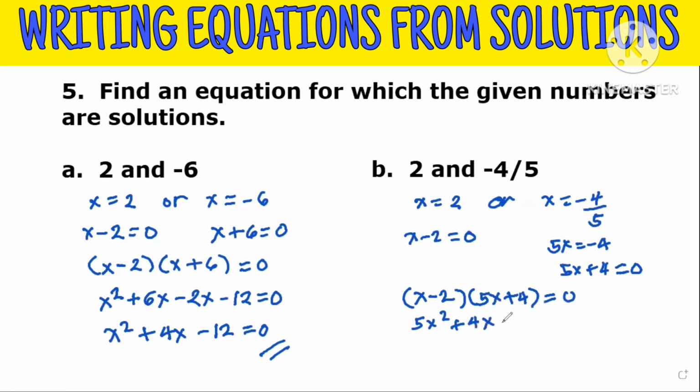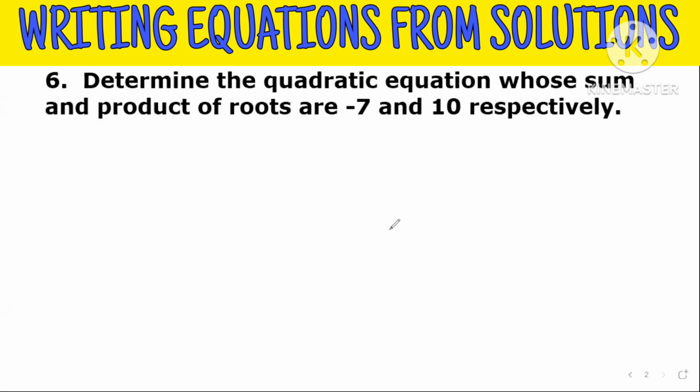5x times negative 2 is negative 10x for the inner terms. And last terms, 4 times negative 2, negative 8 equals 0. Now, combining like terms, we have 5x squared minus 6x minus 8 equals 0. And that's it. Okay, last number, number 6.